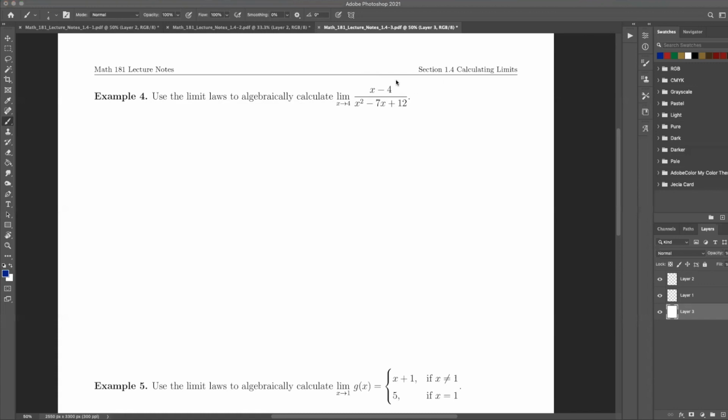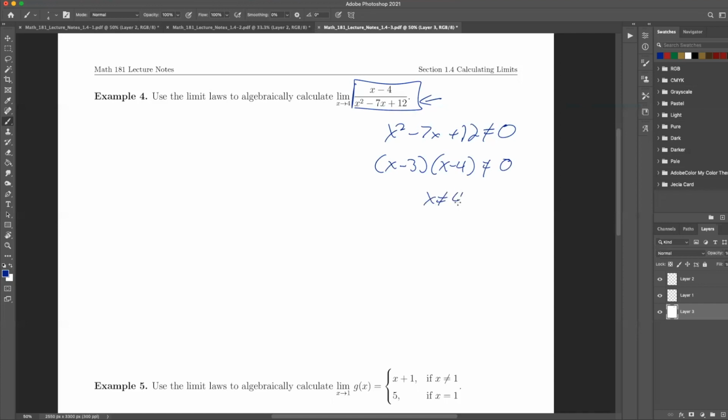What isn't in the domain of this function? What is the domain of this function real quick? Do you guys know? Well, here we can figure it out together. Here we have to have x squared minus 7x plus 12 not equal to 0, because that's what we need. We'll factor this, so we'll have (x minus 3)(x minus 4) cannot equal 0. That means x cannot equal 4 or 3.